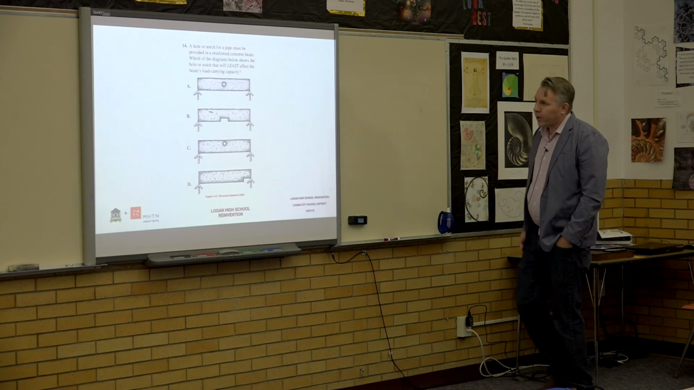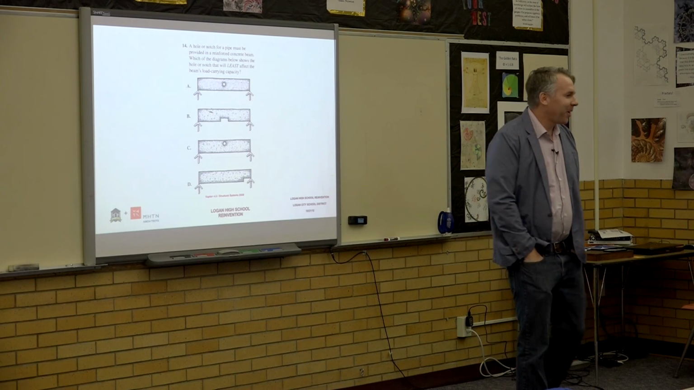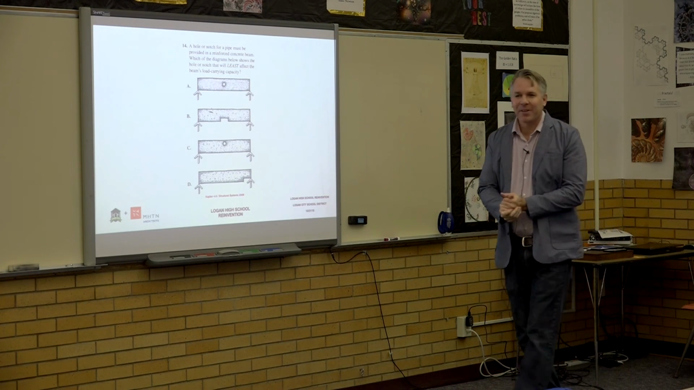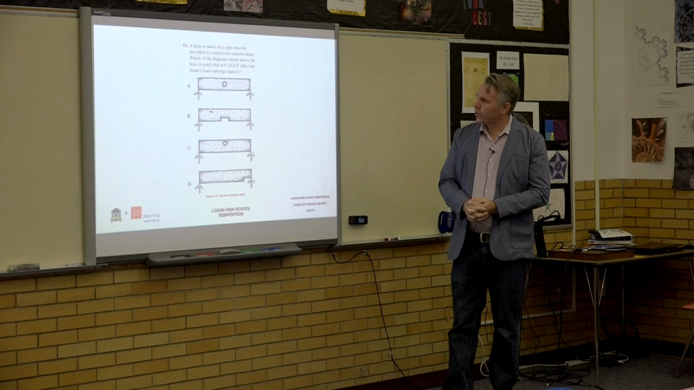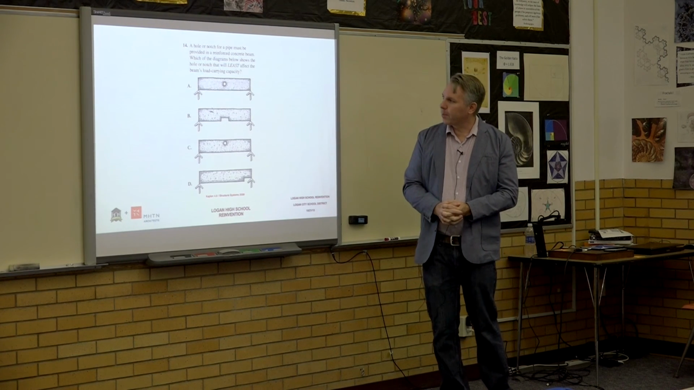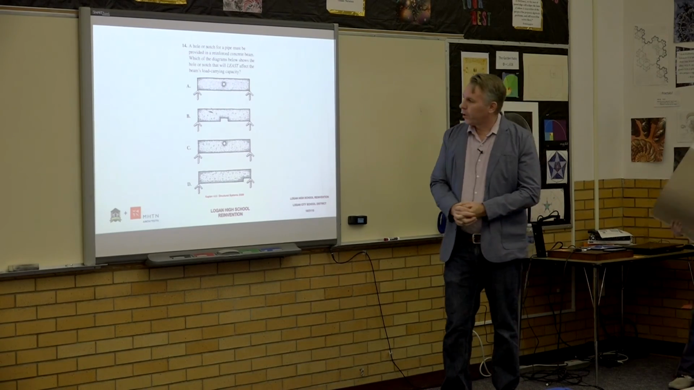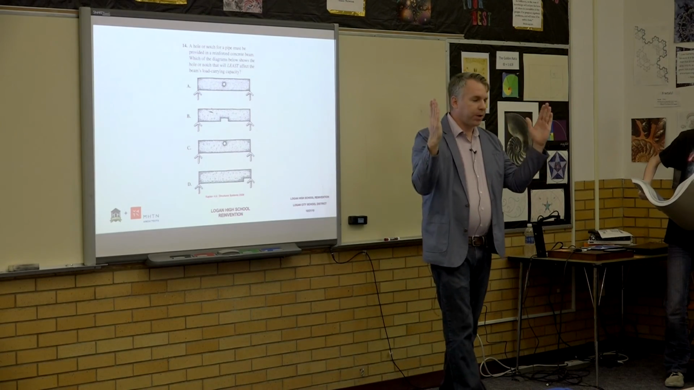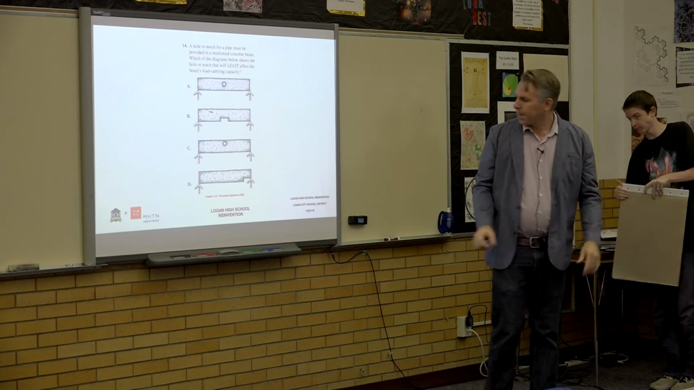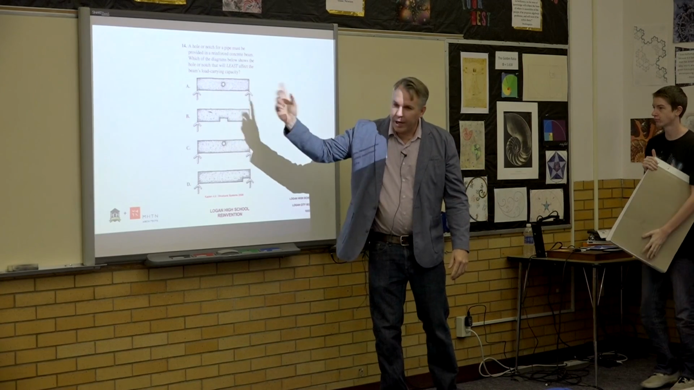Okay, so this one I'm going to demand someone raise their hand and take at least a guess, okay? So here's a little structures question. A hole or a notch for a pipe must be provided in a reinforced concrete beam. Which of the diagrams below shows the hole or notch that will least affect the beam's load carrying capacity? So what you have here, these arrows, just picture those as 2 columns or supports and the beam. So who'd like to take a guess?